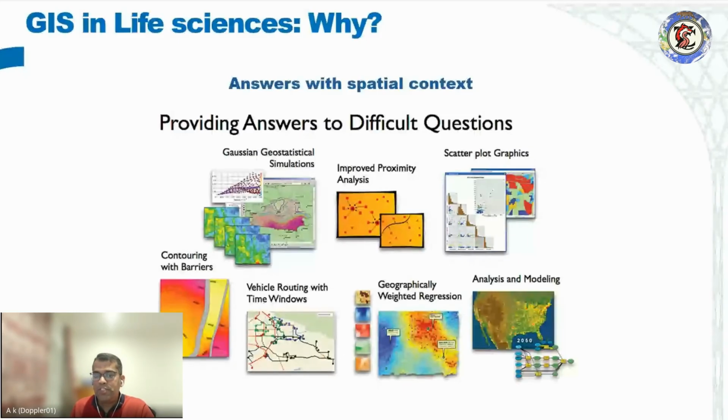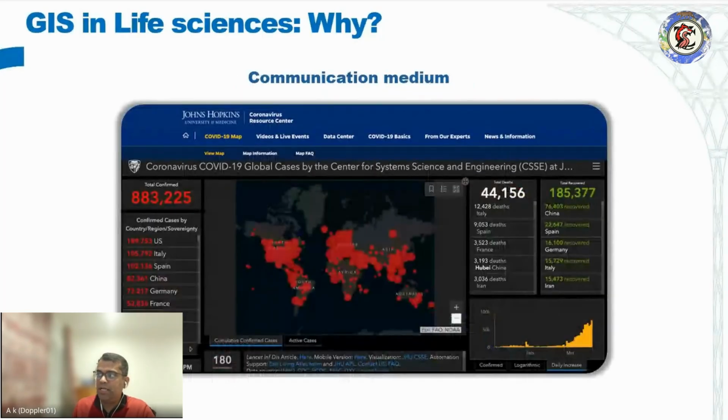If you want to convince people with the proper information, the COVID dashboard is the best example: show them a picture rather than give them a lengthy paragraph to read. That's where GIS shines. It's not just very powerful in analysis, but it's also a very powerful communication medium. It gives you an opportunity to communicate what you want to communicate in the most efficient way. So bear that in mind when you are thinking of whether you want to use GIS or not.